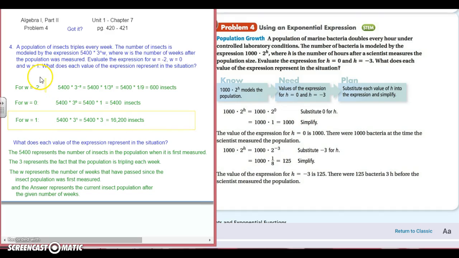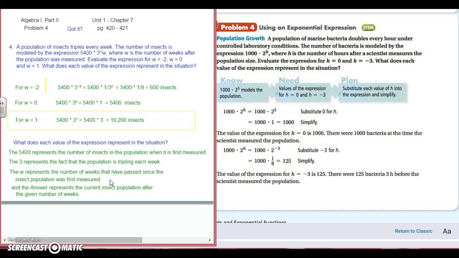Then there was another question after that said, what does each value of the expression represent in the situation? The 5,400 represents the number of insects in the population when it was first measured. So when they first started their experiment, they went out, counted them, and they got 5,400. The 3 represents the fact that if you look at the very first sentence, it says the population triples every week. So the 3 is because it triples. So we're multiplying by 3.